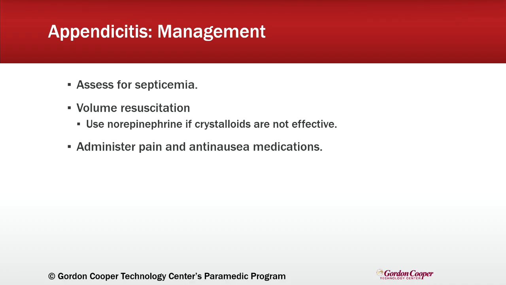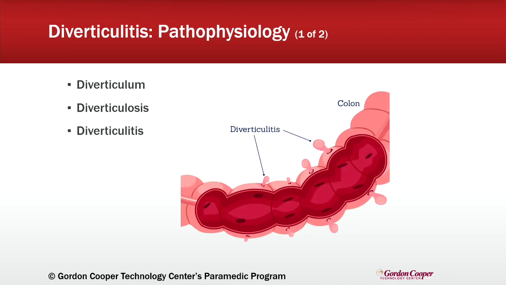In the pre-hospital setting, as I mentioned, watch out for sepsis. These do oftentimes lead to sepsis if they're allowed to drag on. Volume resuscitation may not be enough to stabilize the patient. So if crystalloids don't work, consider norepinephrine to support blood pressure, and administer pain relief medication and anti-nausea medication as indicated by your protocols. And you may need to call in to get those orders.